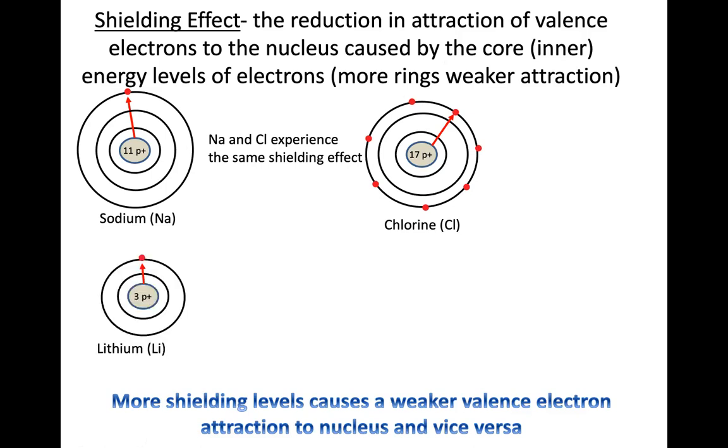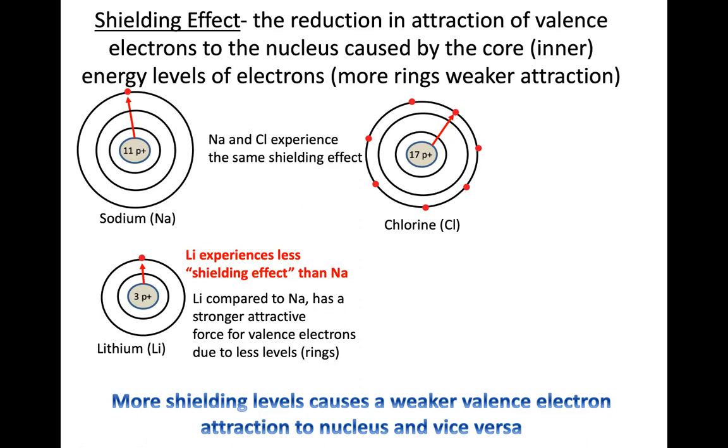Lithium, however, when we compare that, actually has fewer rings. So lithium with fewer rings experiences less shielding. There are fewer rings shielding the valence electrons. So when there's fewer rings, there is less shielding effect. It experiences less shielding than sodium. And that would mean lithium has stronger attractive force because the distance between protons and electrons, the nucleus and the valence electrons, is smaller when there are fewer rings.